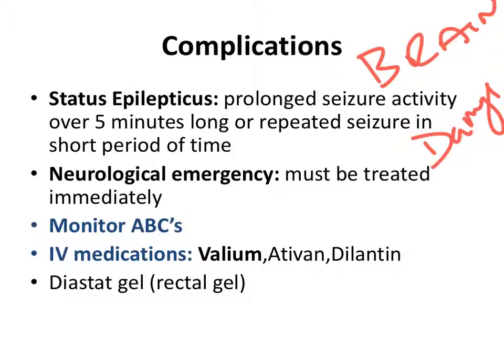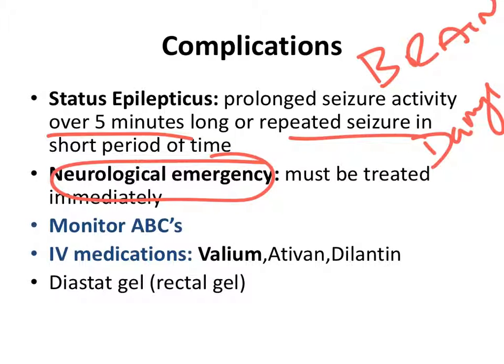So we want to prevent this from happening. So what is this? A prolonged seizure activity over 5 minutes, or longer, repeated seizures in short periods of time. And know that this is a neurological emergency and it must be treated immediately. We want to monitor the patient's airway. We want to make sure we put them in a rescue position. We want to make sure that we have suction equipment available. We want to listen to breath sounds. We want to monitor vital signs.